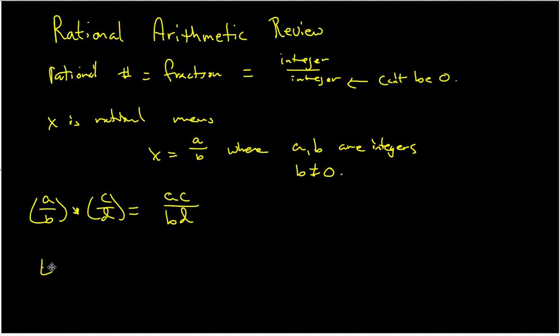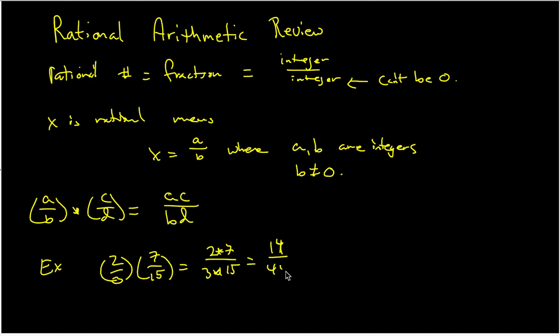So as a really quick example, if I want to multiply 2/3 times 7/15, that would be 2 times 7 over 3 times 15, and the answer would be 14 over 45. This one actually is in lowest terms because there was nothing that would cancel here. So multiplication is actually quite easy.